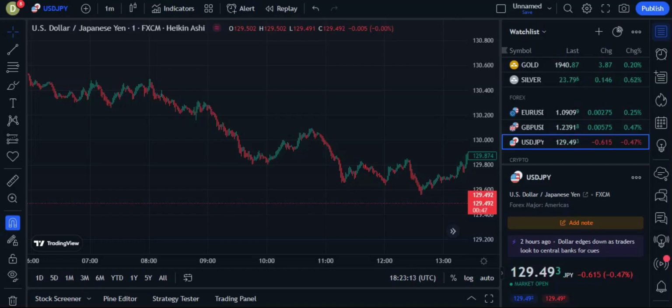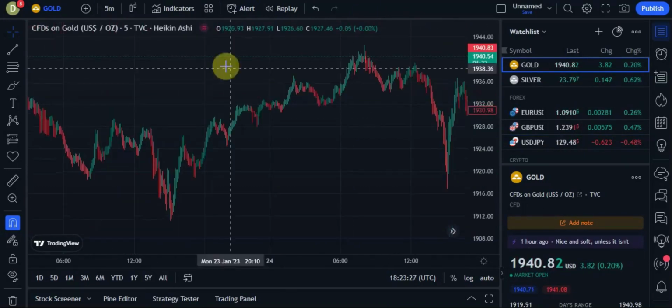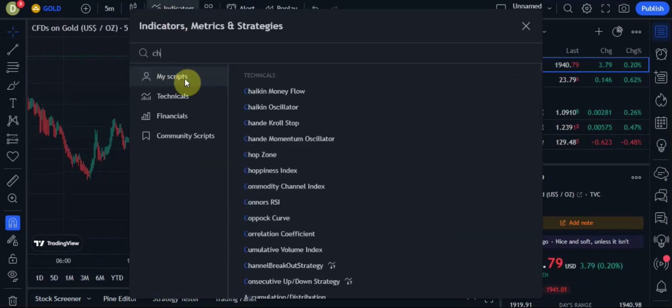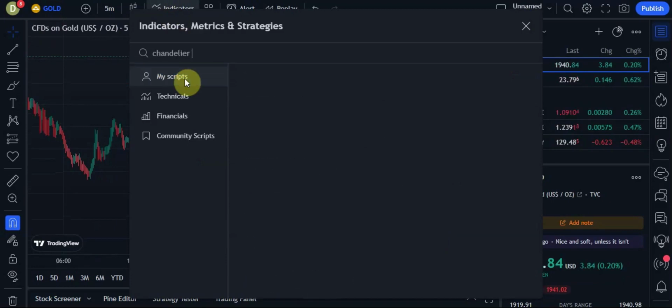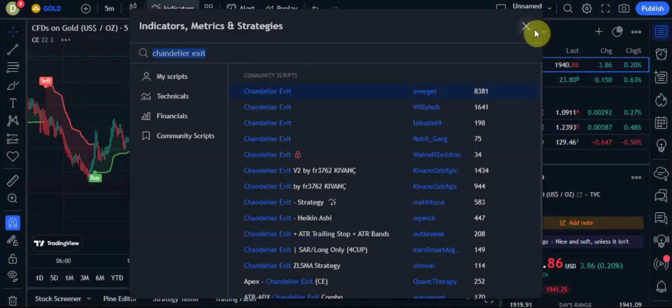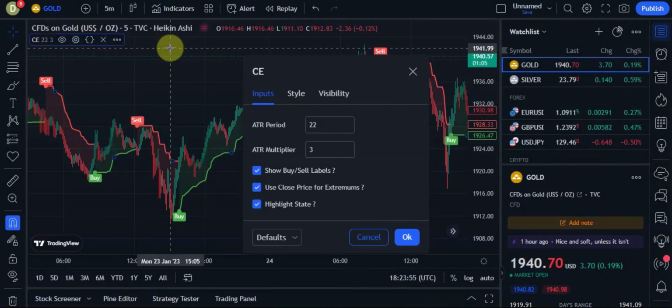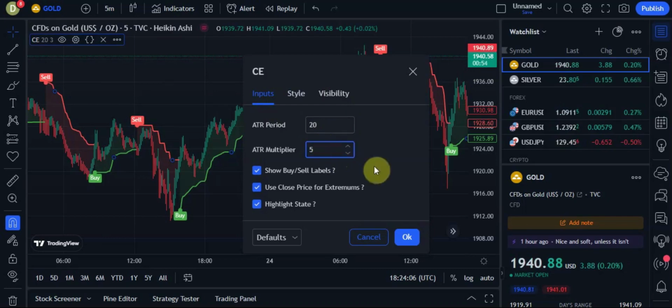So let's open up a gold chart with a 5-minute time frame. And we're going to add our first indicator. So let's type in chandelier exit. And this is the one we want here by Everget. Let's add this to our chart. And we want to go ahead and get rid of some of the fake signals here, okay? So let's go to settings, and then input, and let's change the ATR period to 20, and the ATR multiplier to 5. There we go.